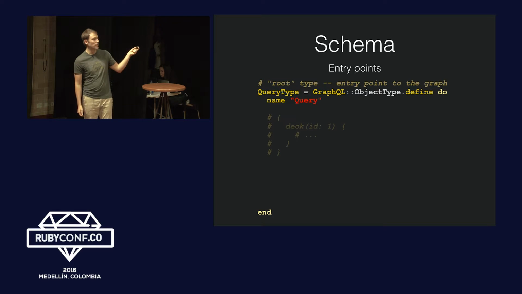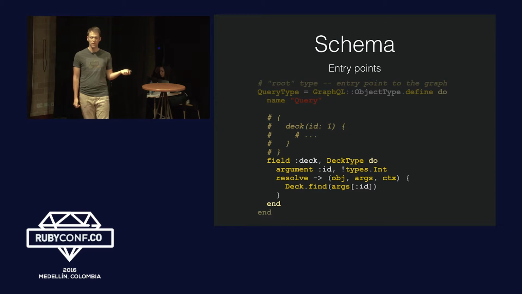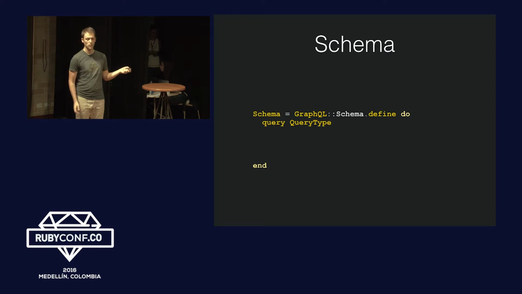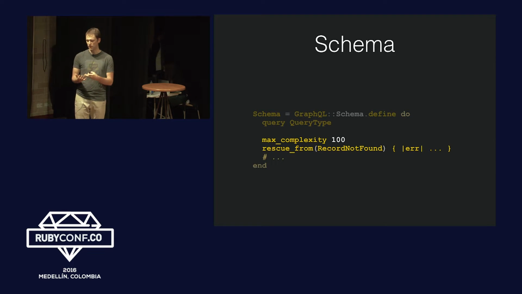So we saw an example like this. We queried for a deck by its ID. And here's how you could define a field like that. It has the name deck. It returns a deck. It takes an argument of an integer called ID. And to resolve this field, we search the database for something with that ID. Now that we have our type system and our entry point, we're ready to make a schema. You can define the schema with your entry point, and then from there we discover the rest of the types. And this is also where you can specify error handling and some security things like a timeout.